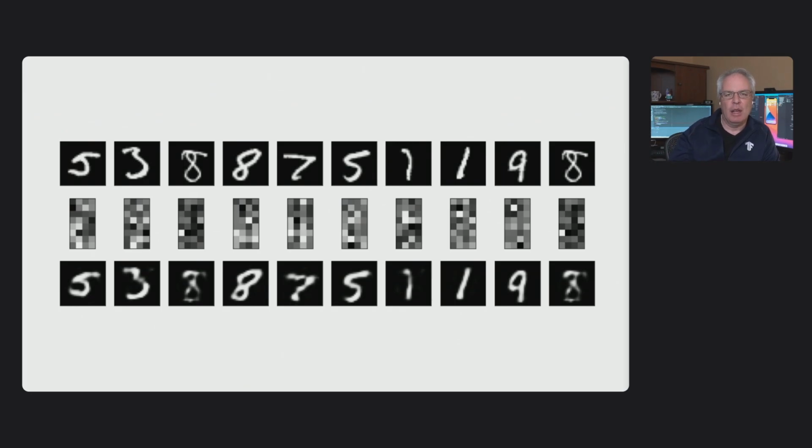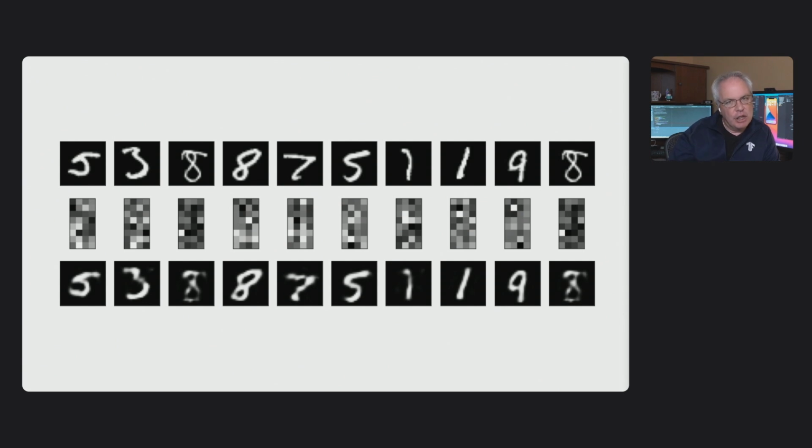So now if I were to bring in another piece of handwriting that might be the letter W, when it would try to reconstruct that, it would do a really bad job because it was never trained on a W. It was only trained on 0 through 9. So then we could say from the reconstruction, the loss of the reconstruction is very high. Therefore, this value is anomalous.